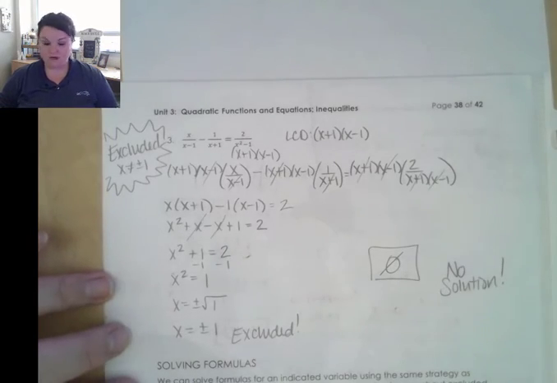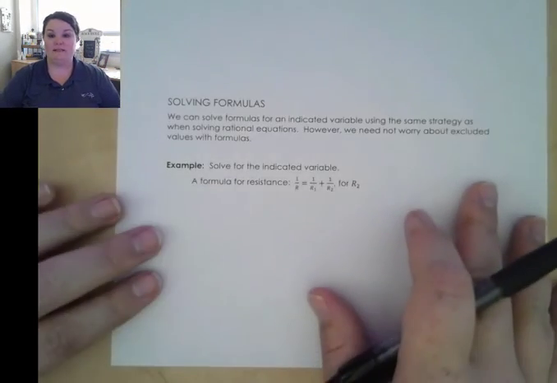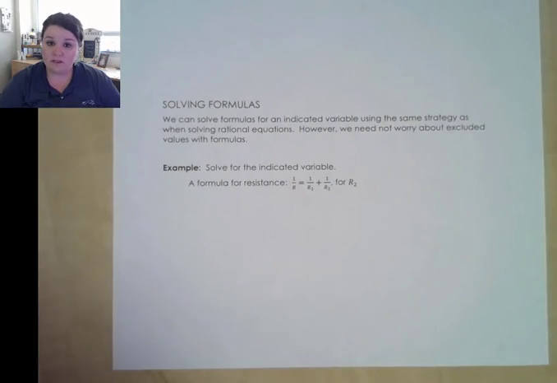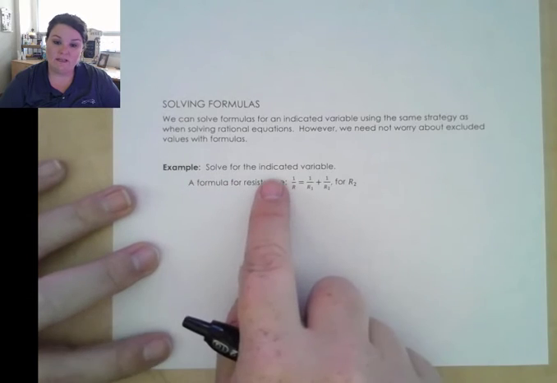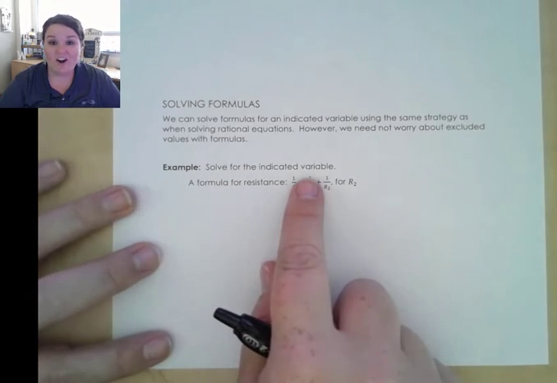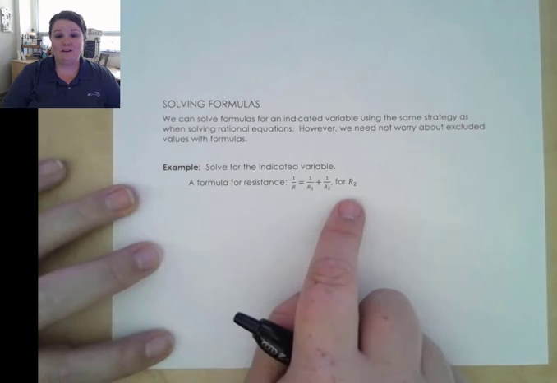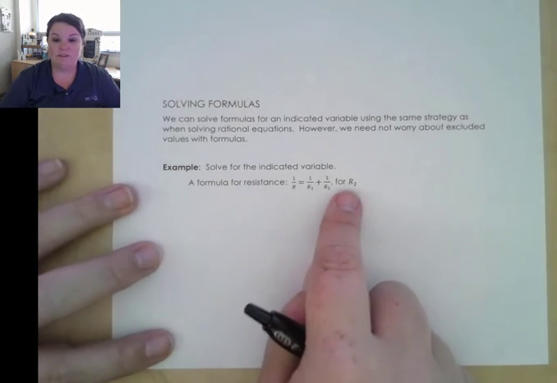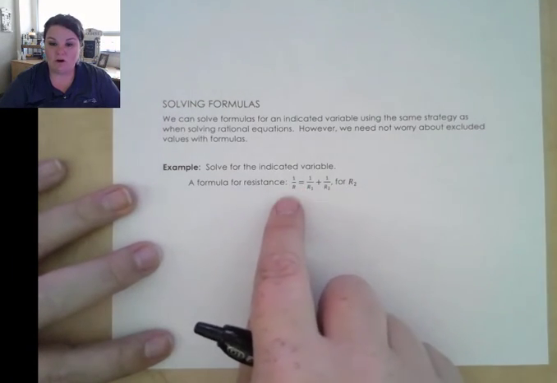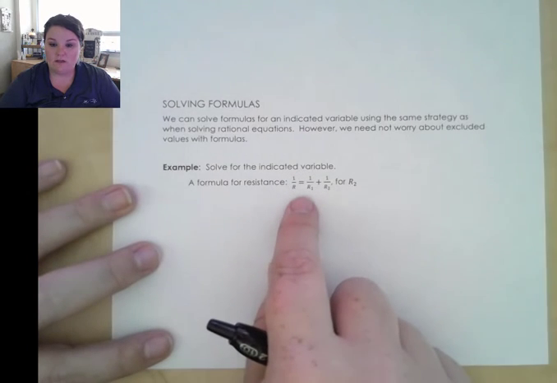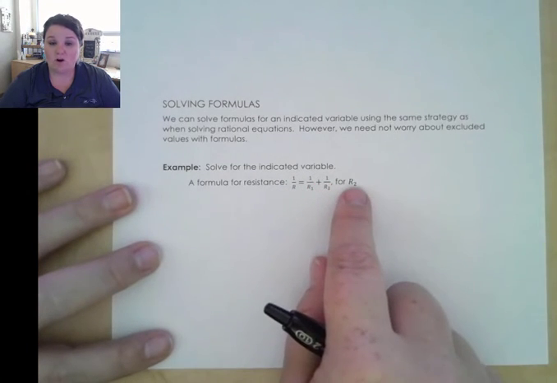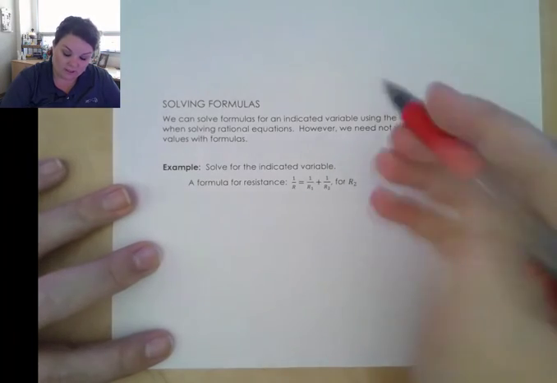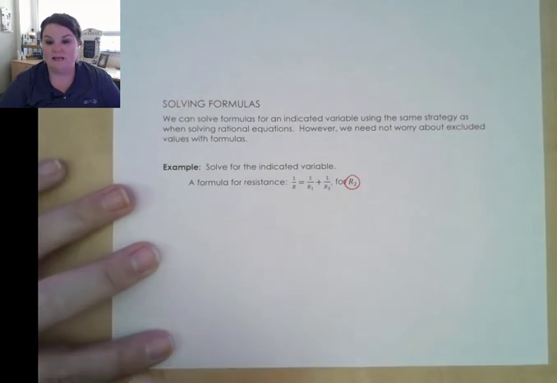Okay, all right. So the last thing I want to show you is how to solve formulas. Now, formulas are exactly the same thing as equations, except we just have more letters. Okay, but we go through the same process. So I want to look at solving this formula for the given value or variable. And on this one, I have 1 over r equals 1 over r1 plus 1 over r2. And we're solving it for r2. So this is the one that we want to end up with completely isolated.